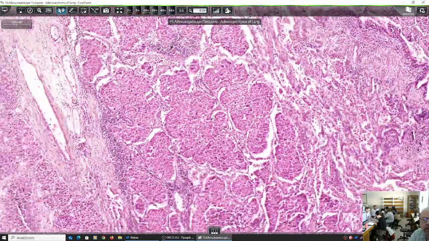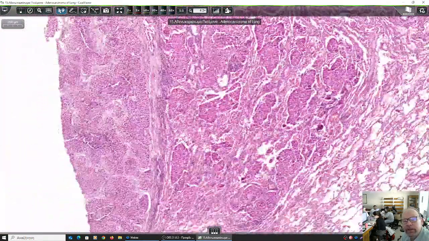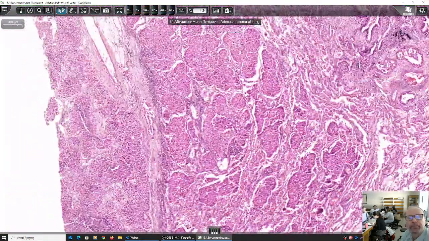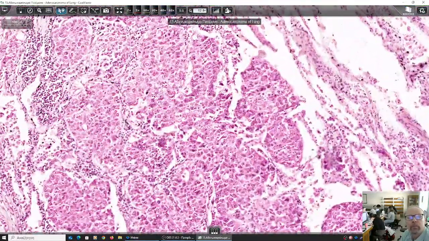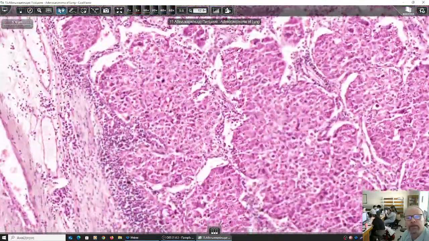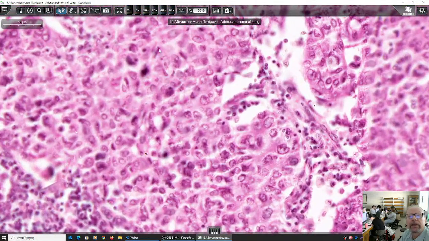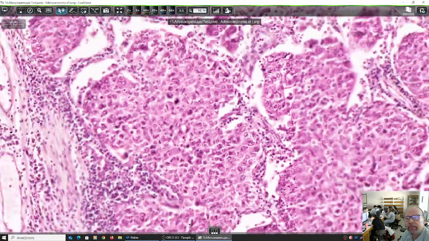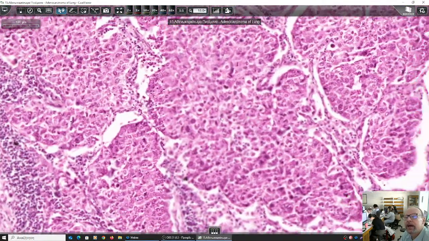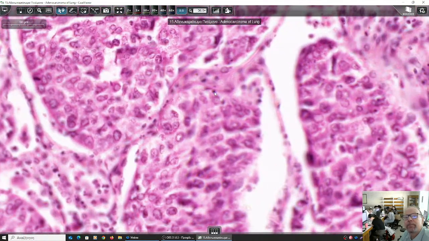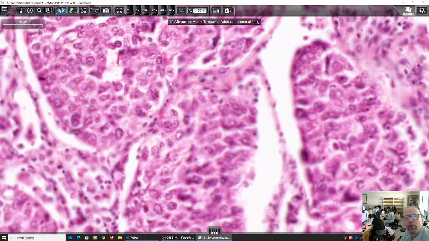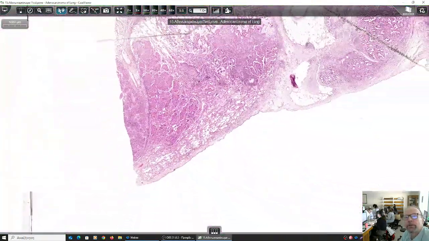And consistent with this high-grade area of the tumor is, you see, increased mitotic activity, increased apoptotic activity. Can you identify the apoptotic remnants? These two small dots are the apoptotic remnants.